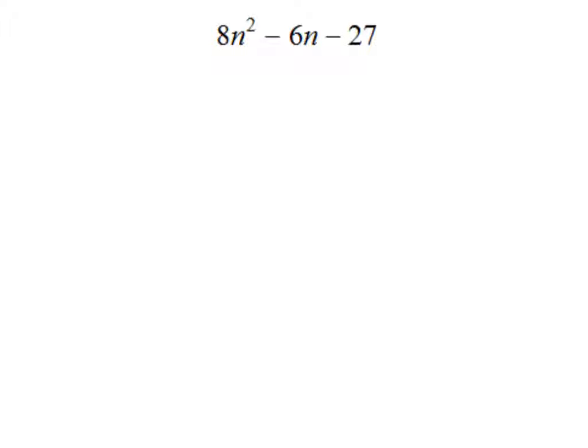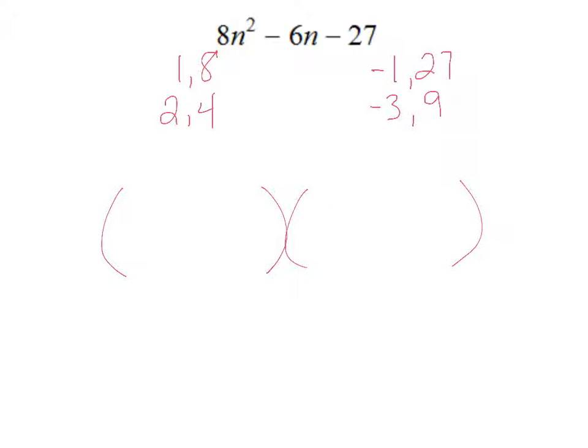I gave you one that has different factors for that leading coefficient, so this could be 1 and 8, or it could be 2 and 4. You have to choose. And then over here I have a negative 27, so that could be negative 1 and 27. It could be negative 3 or 9. You're trying to end up with a negative 6n. Pause the video, go find some scratch paper, you do this one on your own.